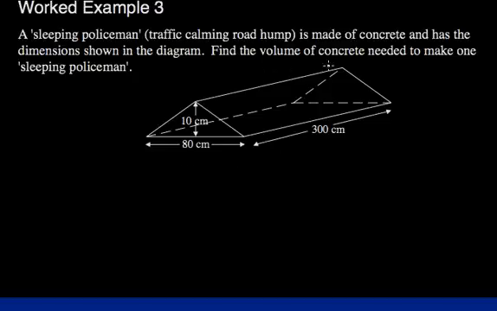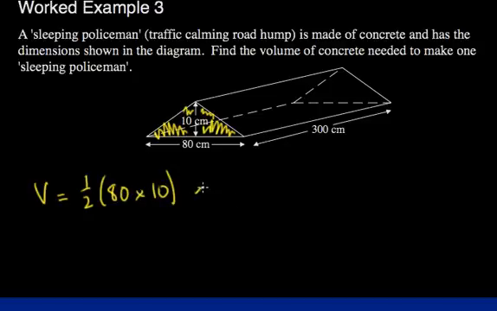But to find the volume of the concrete needed to make one of these, it's simply just going to be the area of the triangle here. And then once that area has been found, you multiply that by the 300. So the volume is equal to the area of the triangle, which we know is a half base times height, and then we'd multiply that by 300.